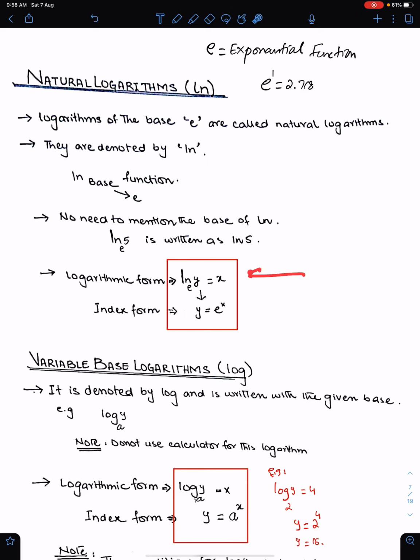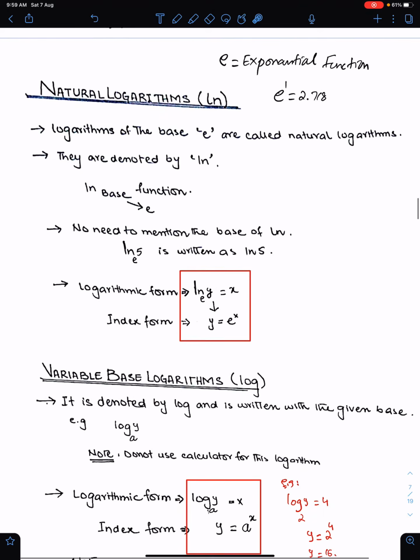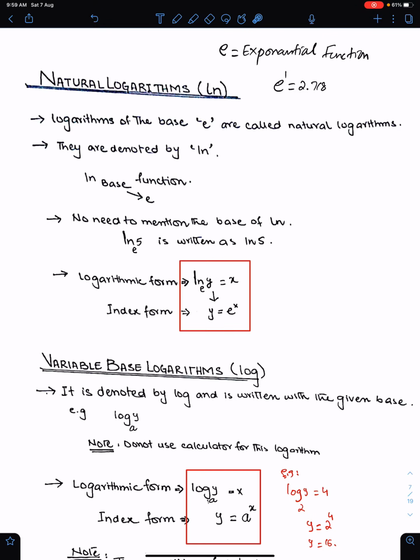Logarithmic form. So if we need the index form from the logarithmic form, we would need to do the same thing as we did here. Copy this y here and make 10 as the base of this x. Same thing. You just need to copy this y here and then make this e as the base of this x. Y is equal to e power x.